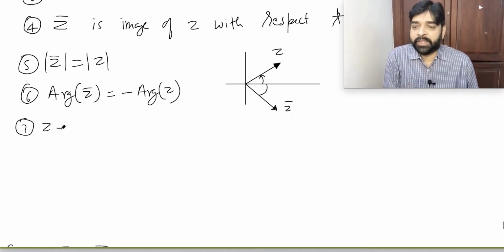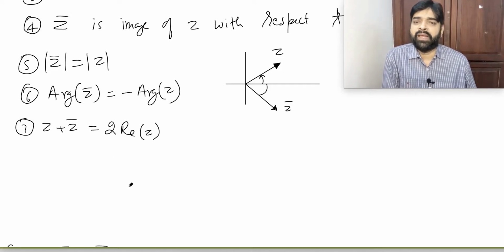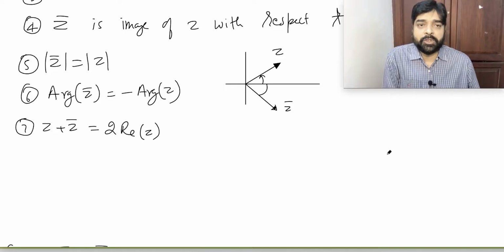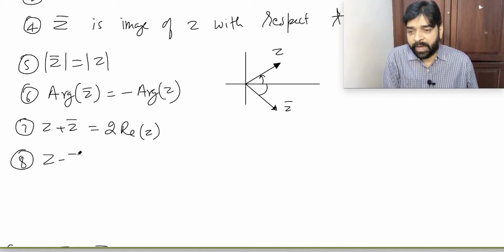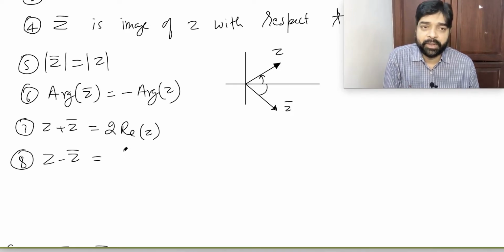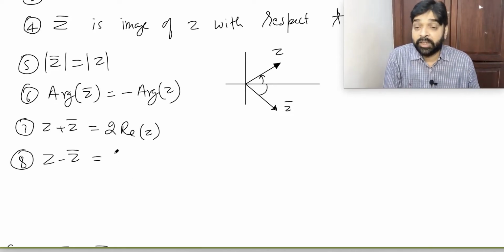Before this, what is Z plus Z bar? Z plus Z bar is 2 real part of Z. Why? Suppose z equal to a plus ib. So z bar will be what? A minus ib. So 2 into a will come, meaning 2 into real part of z. Same way, z minus z bar will be what? A plus ib minus, in the bracket, a minus ib. So a will get cancelled, 2ib, meaning 2i imaginary part of z.